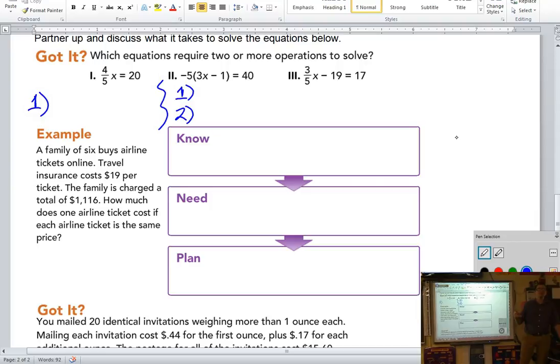I'll give you about 2 to 3 minutes to talk to your neighbors about this. You don't have to physically solve it, but you need to write what you would do. So instead of doing multiplication, you would write multiply by blank on both sides. So you guys can talk with each other.